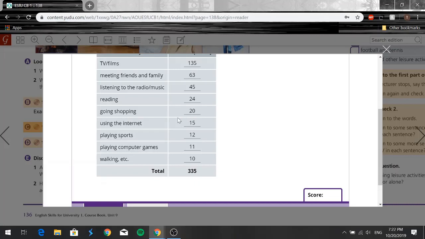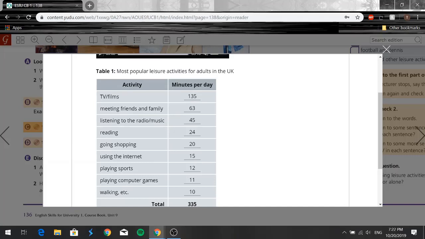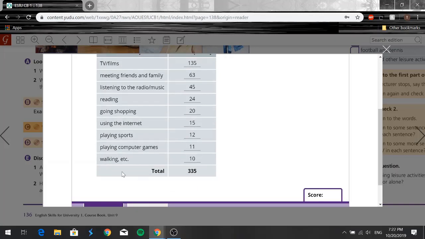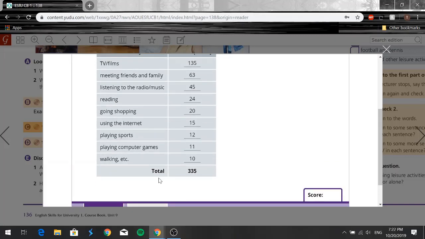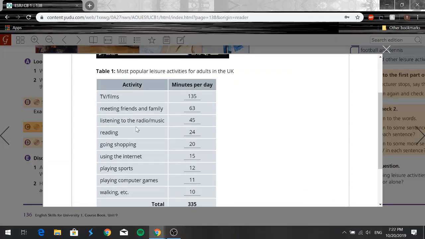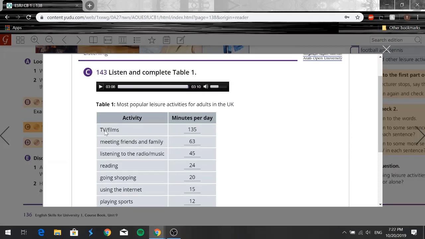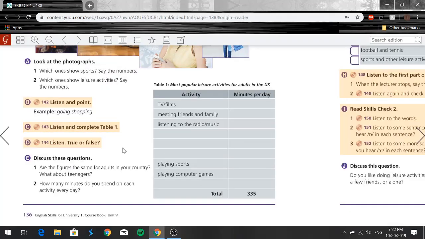Then you have using the internet, which only takes 15 minutes per day, which I don't believe, like, at all. I think that's not true. But anyway, around 15 minutes. And then we have playing sports, which is at 12 minutes, okay? And playing computer games, a minute under that, at 11 minutes. And then we have walking, for example, running, etc. That's around 10 minutes. So coming out at a total of 335 minutes per day to do all of these activities in the UK, right? So that was exercise C. Now let's move on. What do we have here?